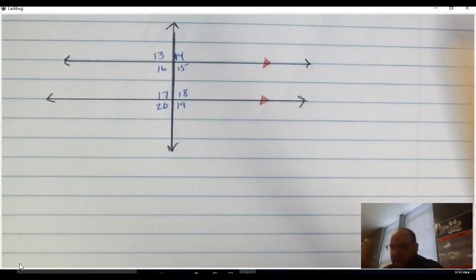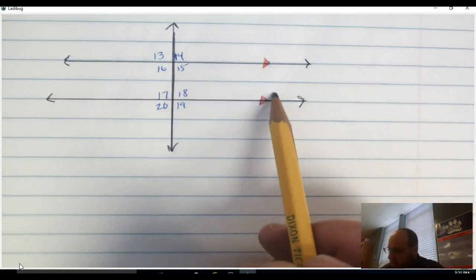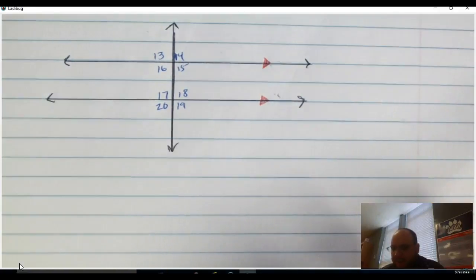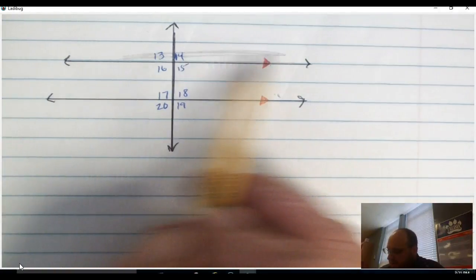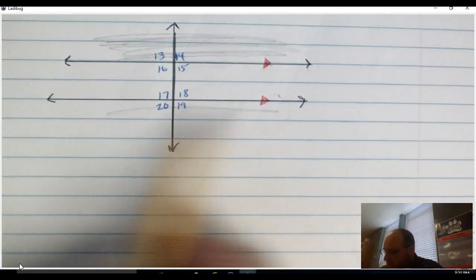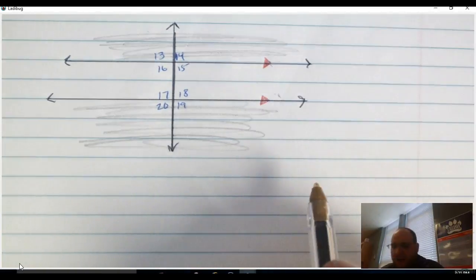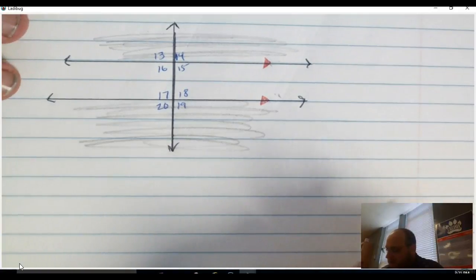Again, I'm going to identify the two parallel lines. That would be these two lines here with the red arrow. So I want to identify the exterior. The exterior is what's on the outside, so I'm going to shade those for you real quick. All right, and now I'm going to find the pair that goes together in this one.